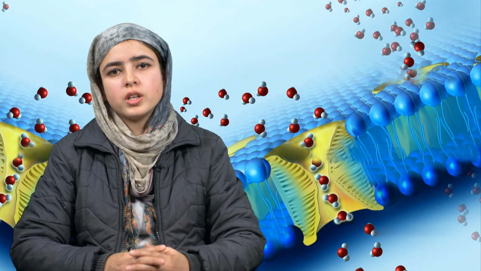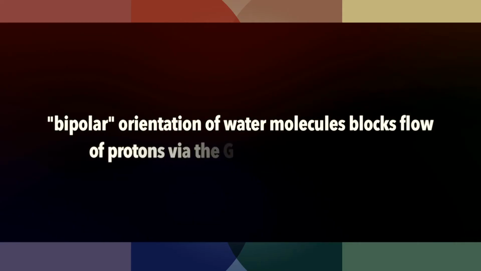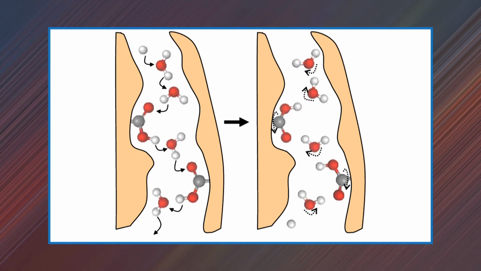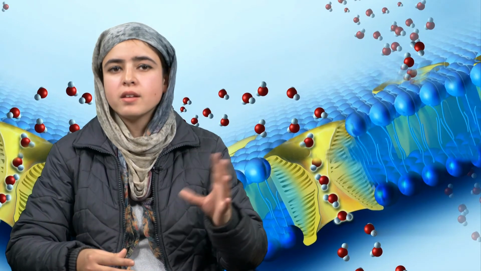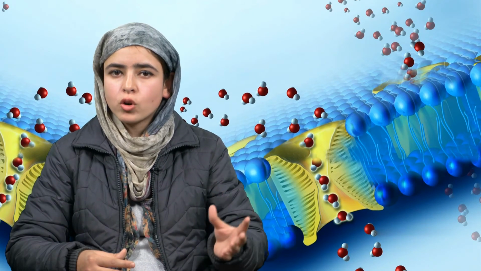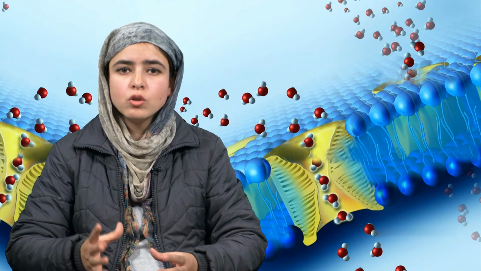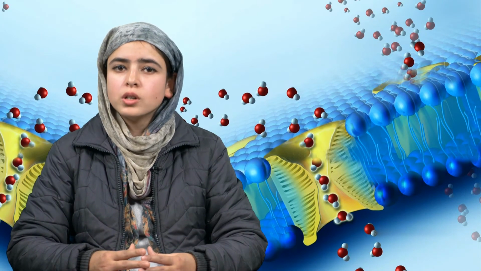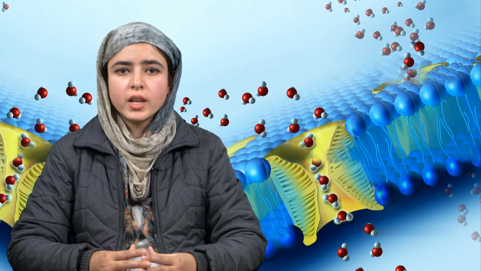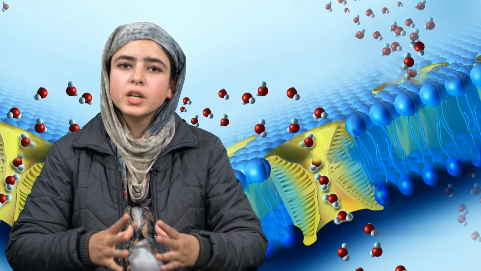Early studies speculated that the bipolar orientation of water molecules blocks the flow of protons via the Grotthuss mechanism. Grotthuss mechanism, also known as proton jumping, is the process by which an excess proton diffuses through the hydrogen bond network of water molecules or other hydrogen bonded liquids through the formation and concomitant cleavage of covalent bonds involving neighboring molecules.